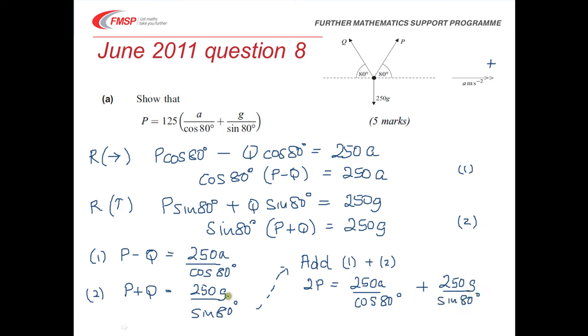That's just adding these two right-hand sides together, and that gives us our required result, which is 125, if we take out a factor of that, times (A over cos 80 plus g over sin 80). So we have the required result.